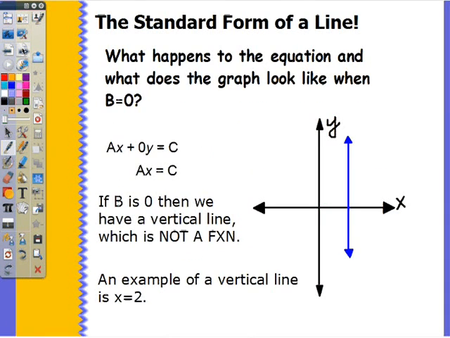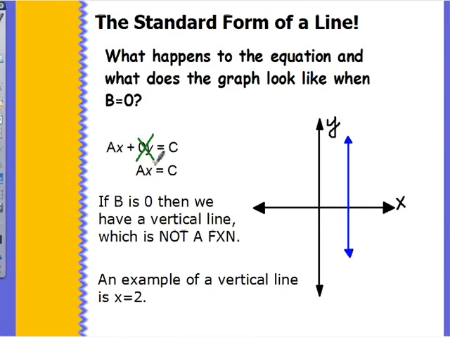What does the equation look like, and what happens to the graph when B equals 0? Well, if B equals 0, then the y term disappears, and we end up with an equation where we have something times x, or just x equals a number, like 5x equals 10, so x equals 2. And that means that for any value of y, x is 2.